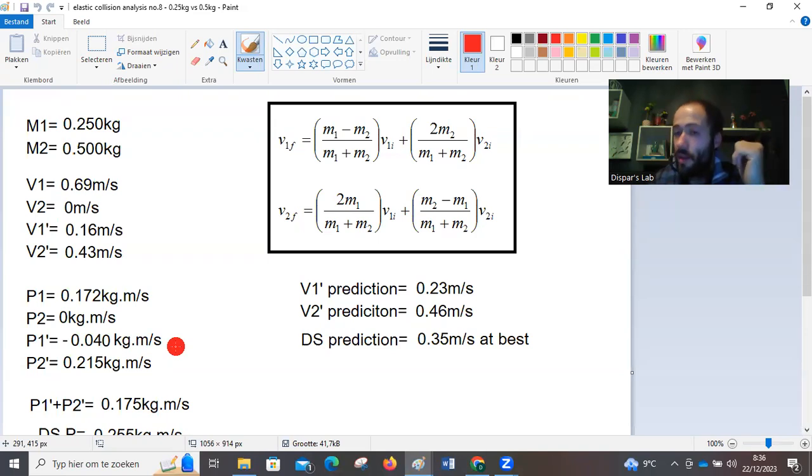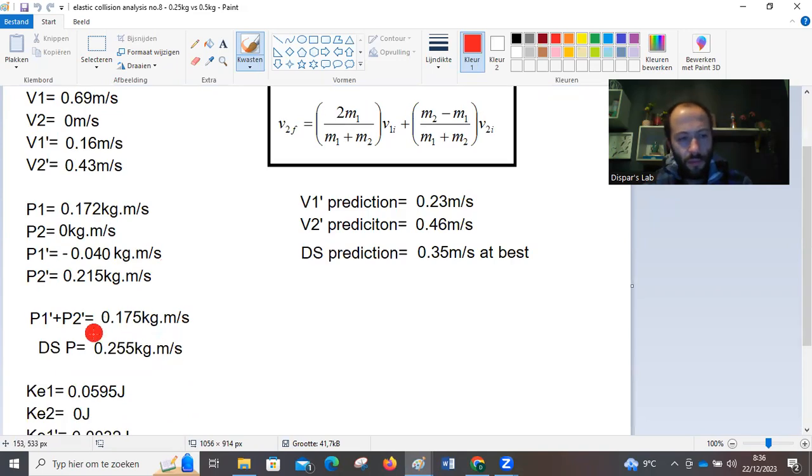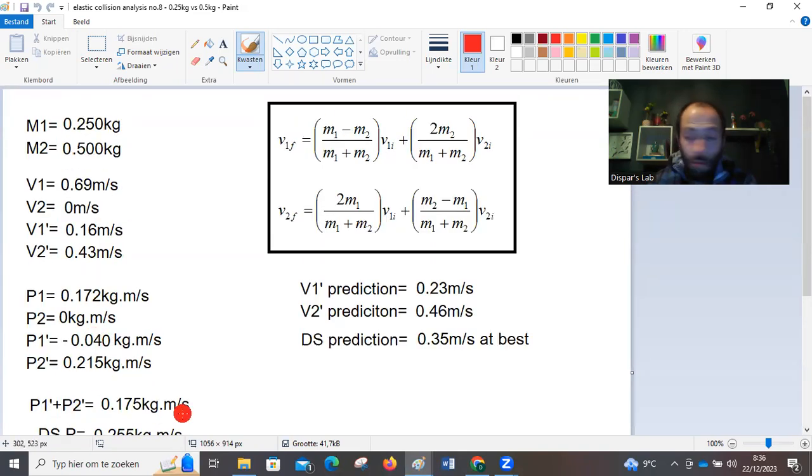So theoretically, according to conventional science, we have to subtract those momentums. If we do that, 0.215 minus 0.040, then we get a result of 0.175. So 0.175, and the initial amount of momentum was 0.172. So really close, 172 versus 175. If we subtract them, it's really close to the initial amount of momentum.